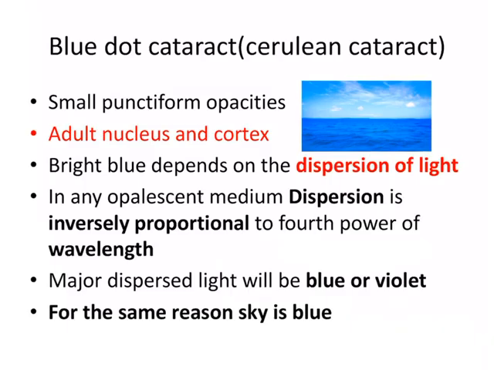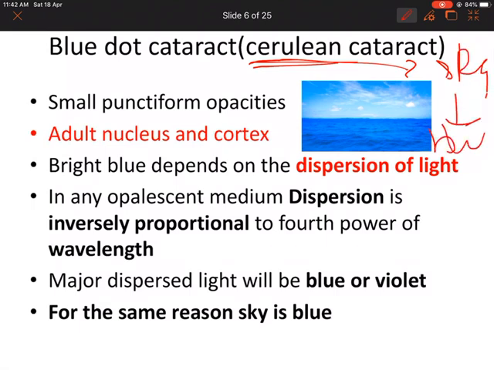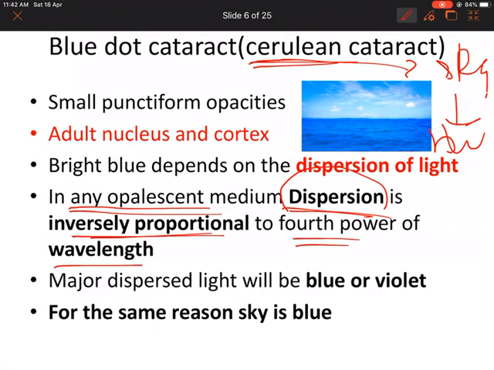Then you have to see what is blue dot cataract. Blue dot cataract is also known as cerulean cataract. Cerulean means sky. Sky is blue. The reason for sky being blue is, see here, in any opalescent medium, dispersion of light is inversely proportional to the fourth power, forget about that, fourth power of the wavelength. It is inversely proportional to the wavelength.